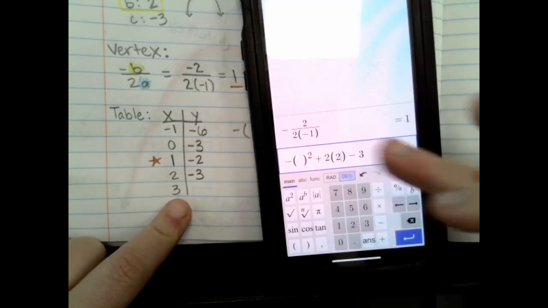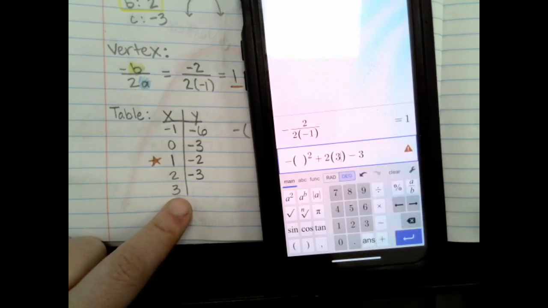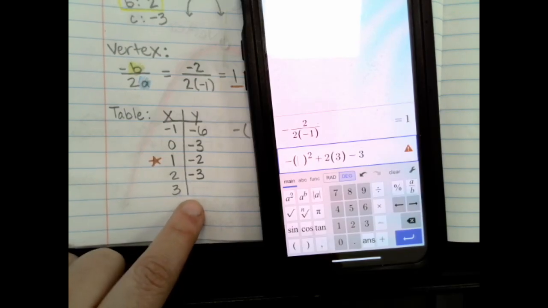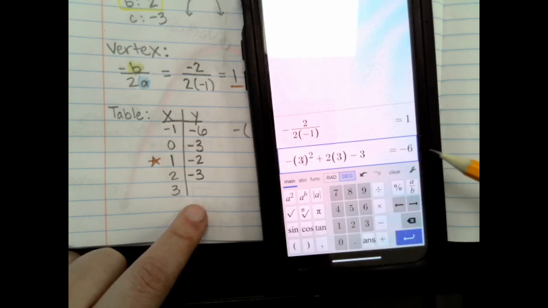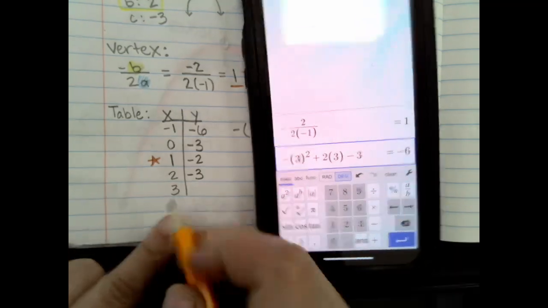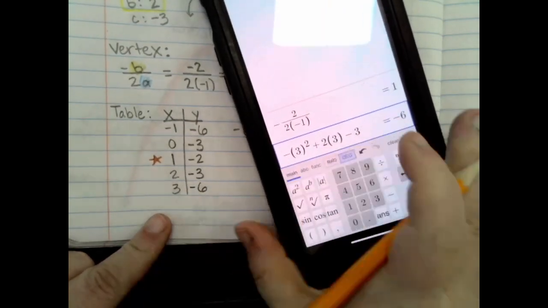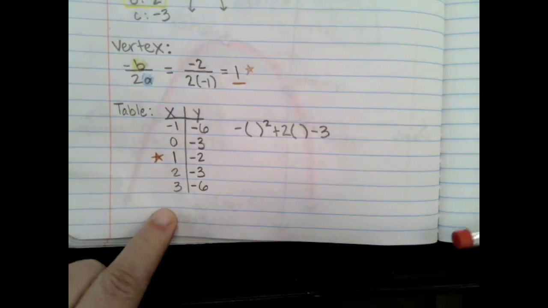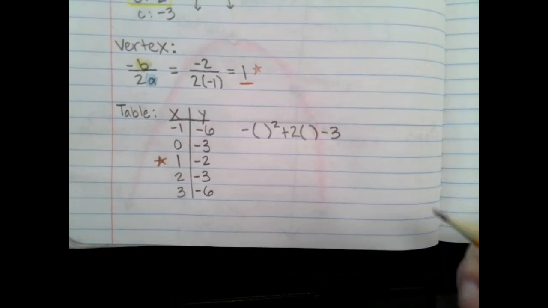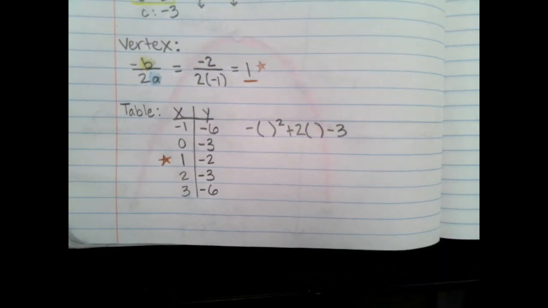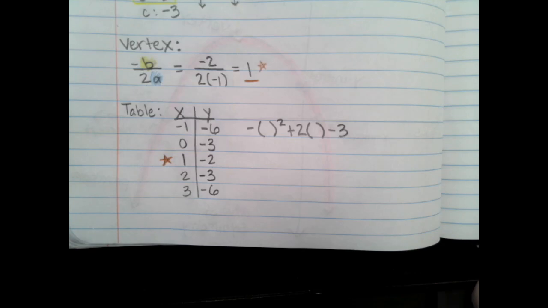Anyone have a guess of what it will be when I put in 3? Anyone pick up on a pattern there? We get negative 6. How might we have known that that was going to be negative 6? Where would we have seen that?